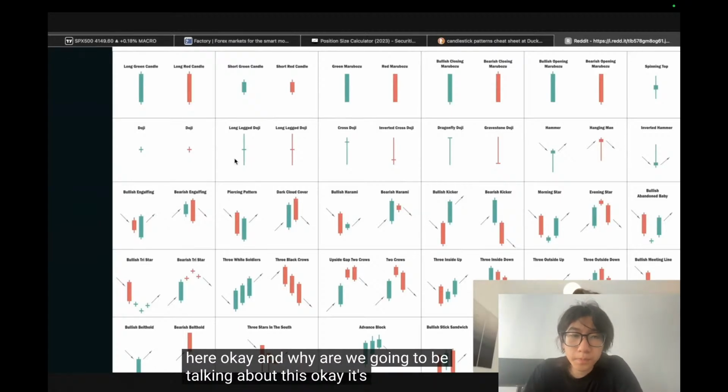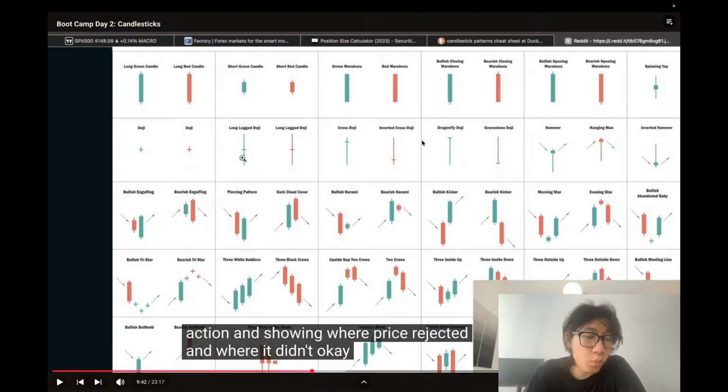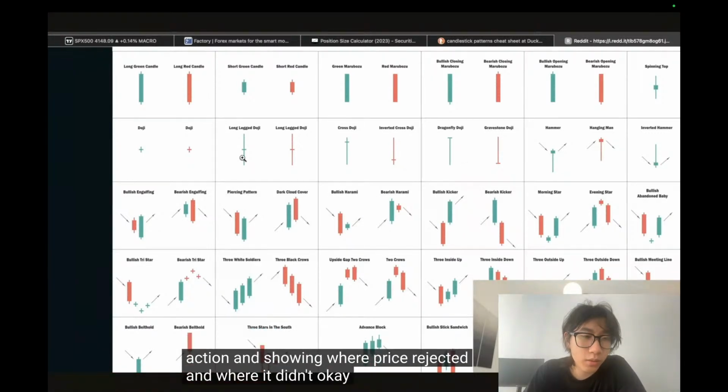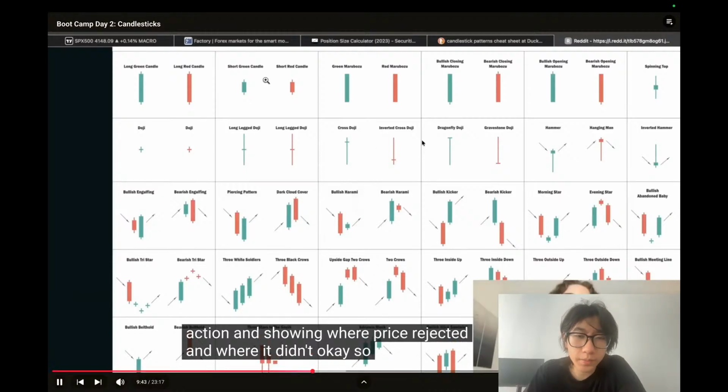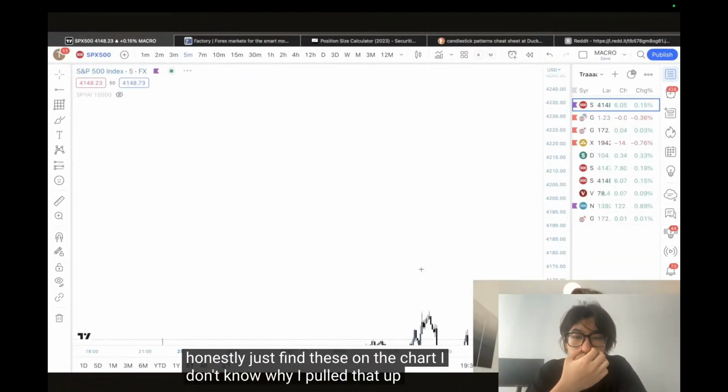Okay, it's because these candlesticks are showing price action and showing where price rejected and where it didn't. I don't get this, honestly. So, I can honestly just find these on the chart. I don't know why I pulled that up.